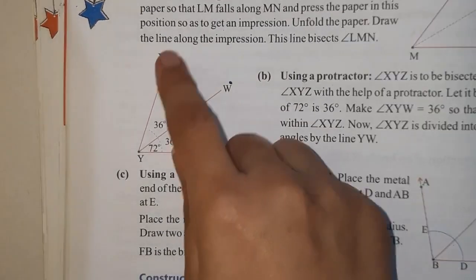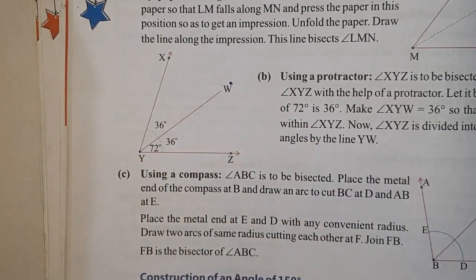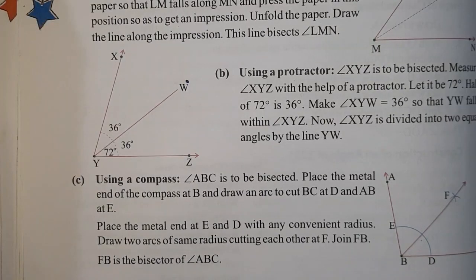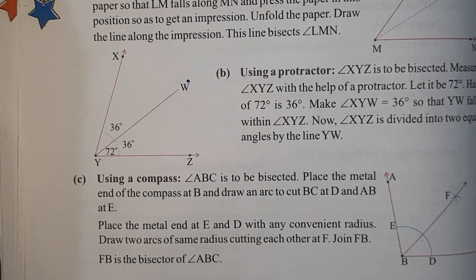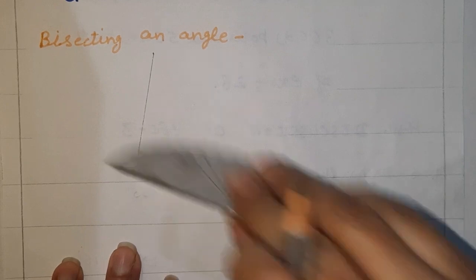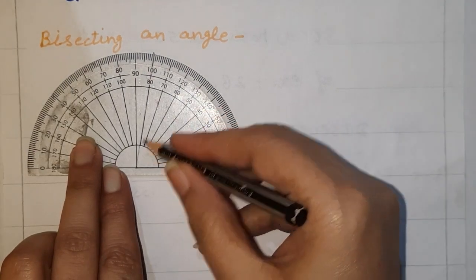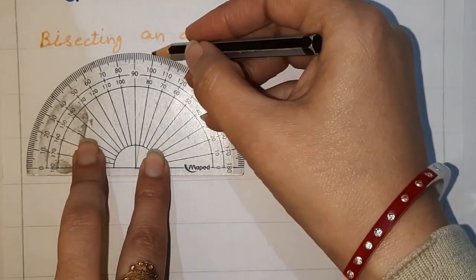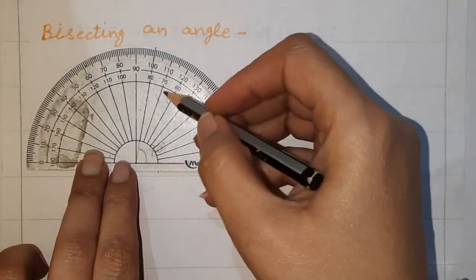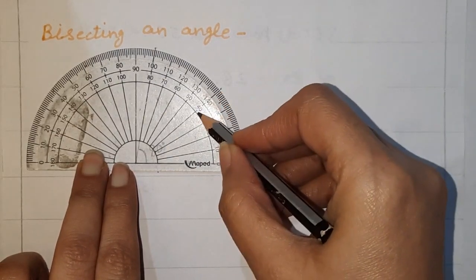So it is simple. If an angle is given to you, first of all, you have to measure that angle. Suppose my angle is of 80 degrees. Now, I know that half of 80 degrees is 40 degrees. Then I will draw the angle of 40 degrees using a protractor. Let me show you. This is the angle given to us. First of all, we will measure the angle. Look here, it is of 80 degrees. Half of 80 is 40 degrees. So put a mark here where it is written 40 degrees.